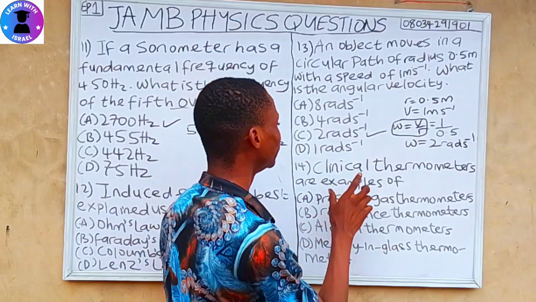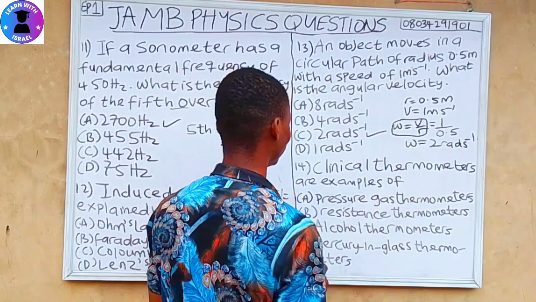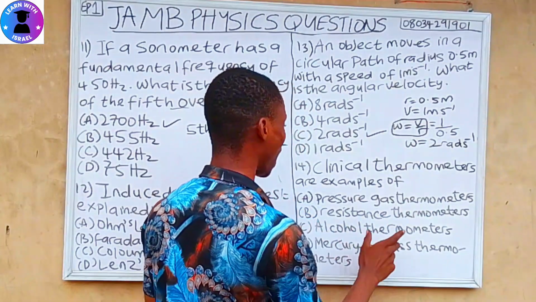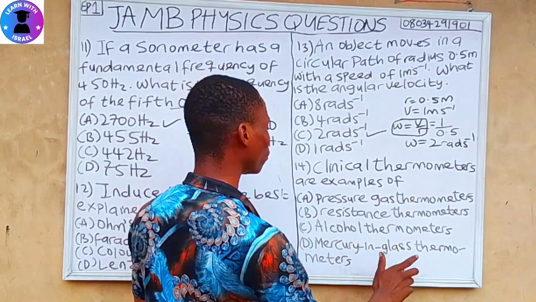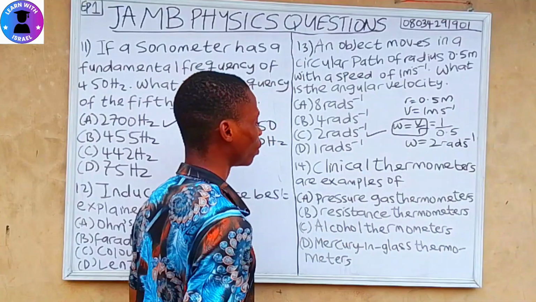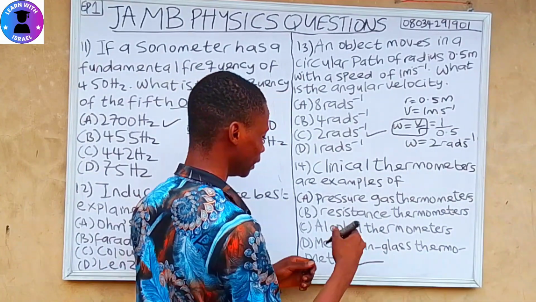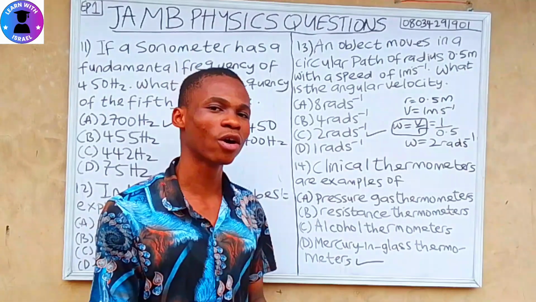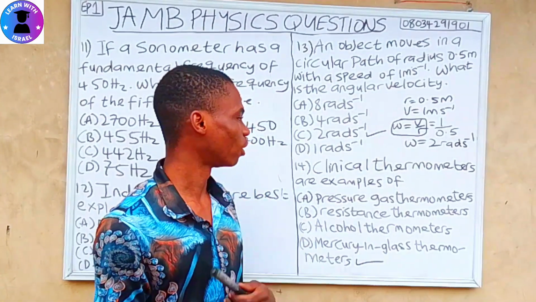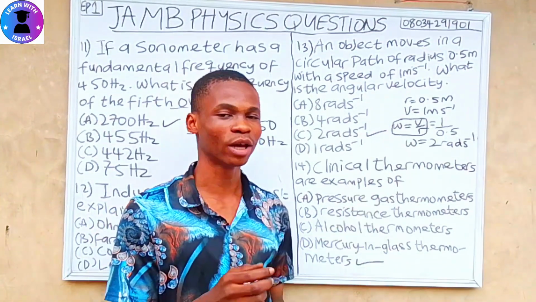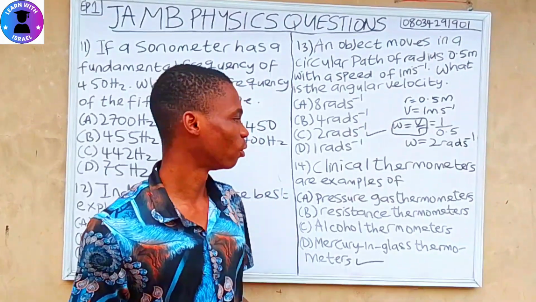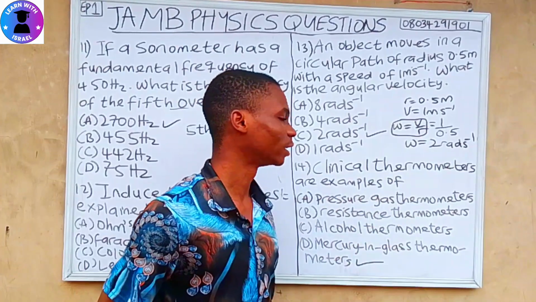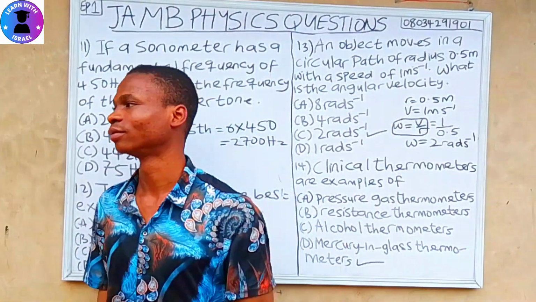Question 14. Clinical thermometers are examples of A. Pressure gas thermometers, B. Resistance thermometers, C. Alcohol thermometers, D. Mercury in glass thermometers. So the correct answer is mercury in glass thermometer. Clinical thermometers are used in the hospital to measure the degree of hotness and coldness of a body. So clinical thermometers are an example of mercury in glass thermometers. Let's move to the next one.